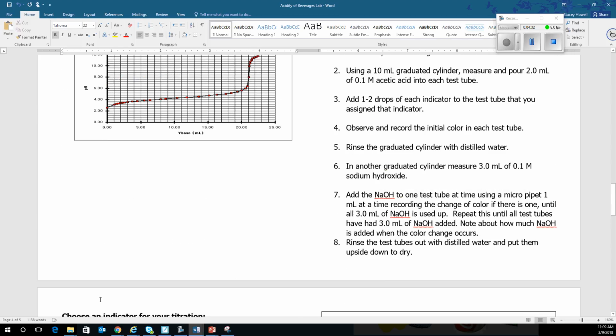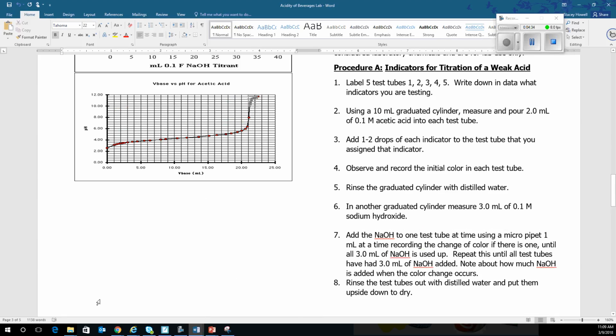So if we look at the procedure right here, you're going to label 5 test tubes, 1, 2, 3, 4, 5. And write down in the data table which indicators you're testing. So I'll have a bunch of different indicators to do one at a time. Using a 10 milliliter graduated cylinder, you're going to pour in 2 milliliters of acetic acid. Then you're going to take 1 or 2 drops of indicator into each test tube. You're going to record the initial and go from there.